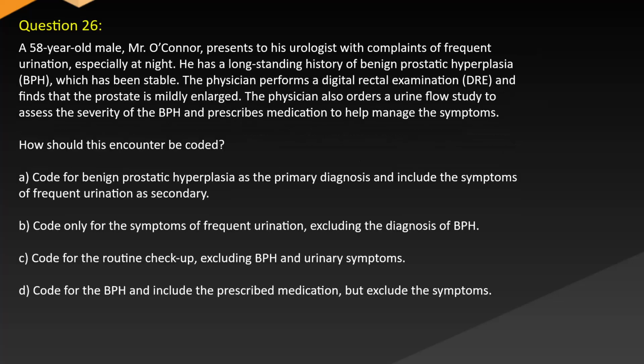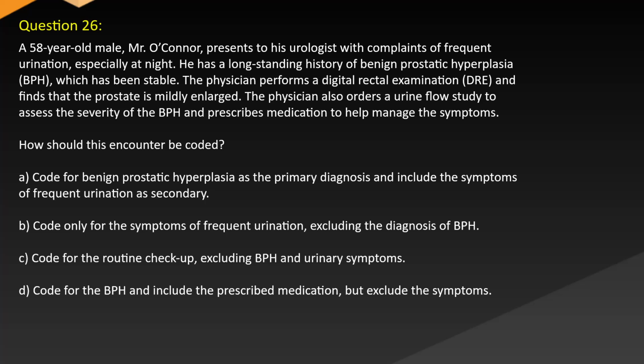Question 26. A 58-year-old male, Mr. O'Connor, presents to his urologist with complaints of frequent urination, especially at night. He has a long-standing history of benign prostatic hyperplasia (BPH), which has been stable. The physician performs a digital rectal examination (DRE) and finds that the prostate is mildly enlarged. The physician also orders a urine flow study to assess the severity of the BPH and prescribes medication to help manage the symptoms. How should this encounter be coded?